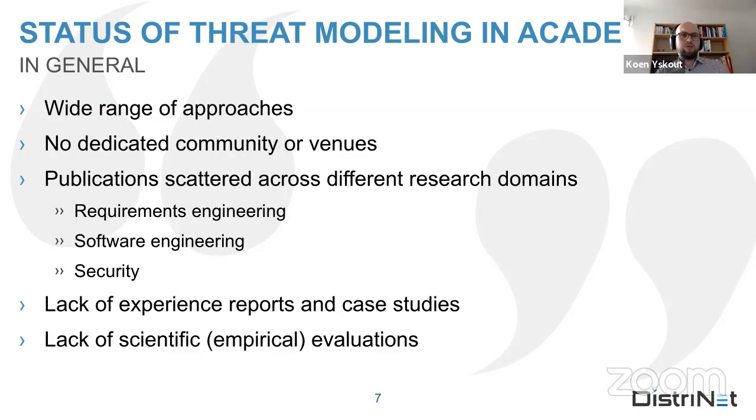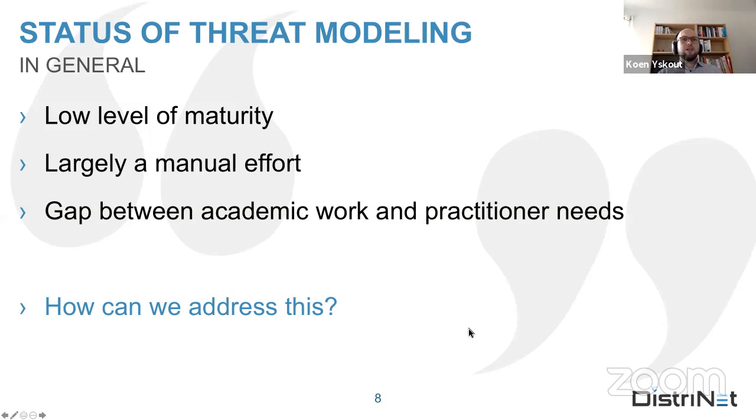And then finally, the survey found, and we agree with that, that there's a lack of scientific or empirical evaluation of threat modeling. So which approaches work well, which work better, what is a better way to do it? It doesn't really happen that much. Okay, so in general, there's quite a low level of maturity of threat modeling in academia, but I think also in practice. And it remains largely a manual effort, not really guided by a lot of good processes or tools. And there's a gap between what academia does and what practitioners need. So one of the goals of this talk is to think about how we can address this.